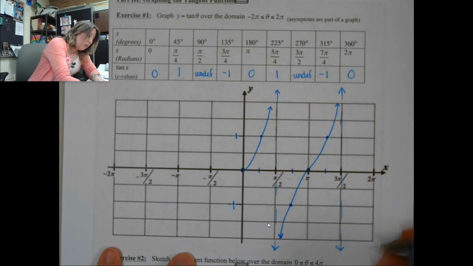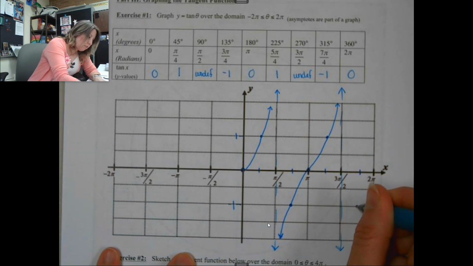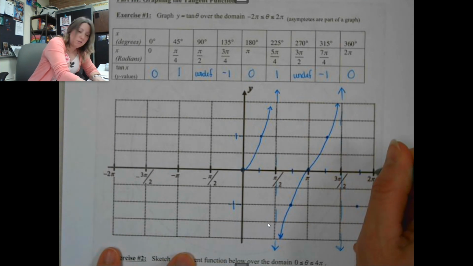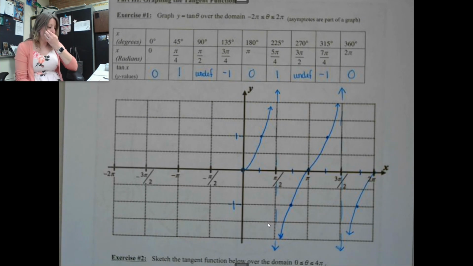And then, of course, halfway here is your 315. That comes down here to -1 and then up to 0 right here. And so close to your asymptote, but not quite. That's what the tangent function looks like.